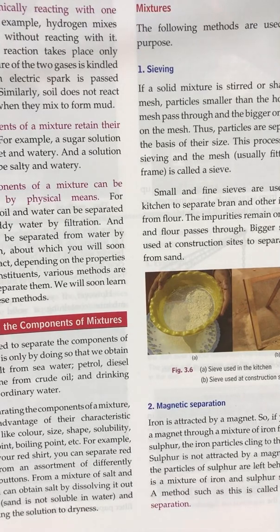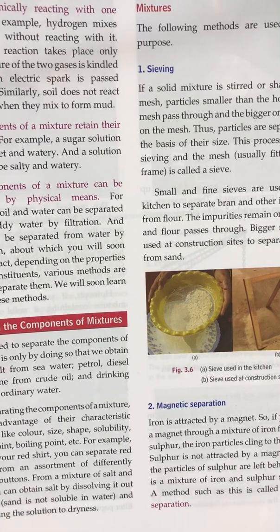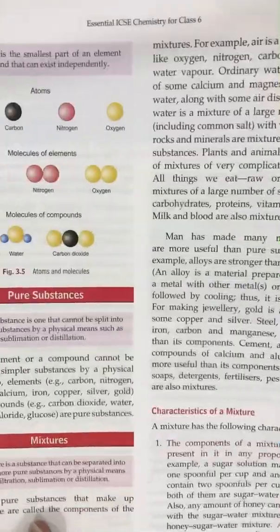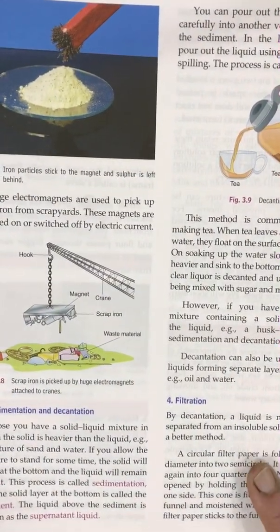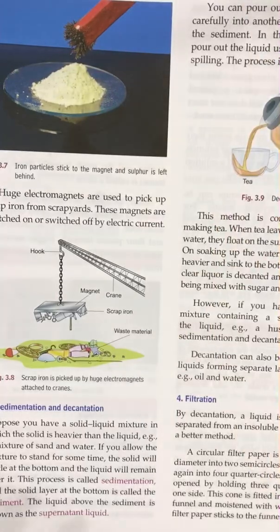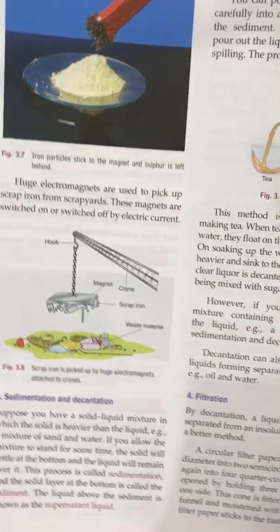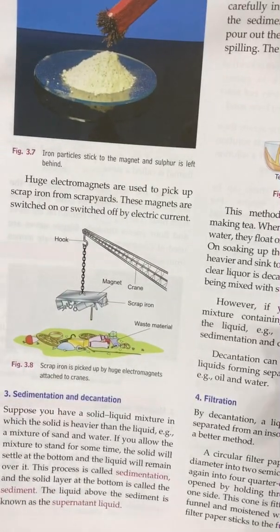Because sulfur is not attracted by magnets, it is left behind, and thus the mixture of iron and sulfur is separated. A method such as this is called magnetic separation. Here they have shown how the iron filings have been separated from the mixture of iron filings and sulfur.